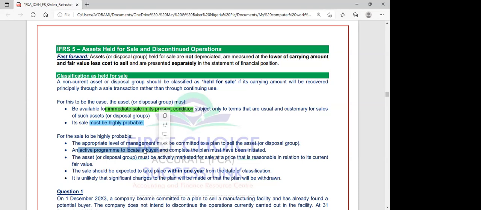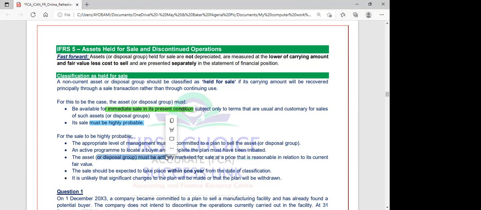What does that mean? For example, if they want to sell a land or a particular property, maybe they have consulted a lawyer, a solicitor, a buyer, okay? So that's an active program, or they have even gone ahead to advertise the sale in national dailies, newspapers. So that's an active program to locate a buyer that has started. Then the price for that asset must be reasonable in line with its fair value. So for your exam, if the fair value of the asset is 2 million, then the entity should also be marketing it at 2 million. So that's what they are saying.